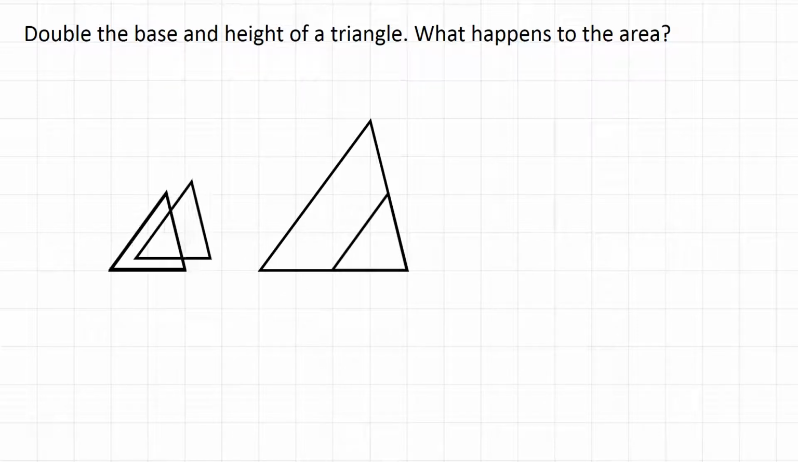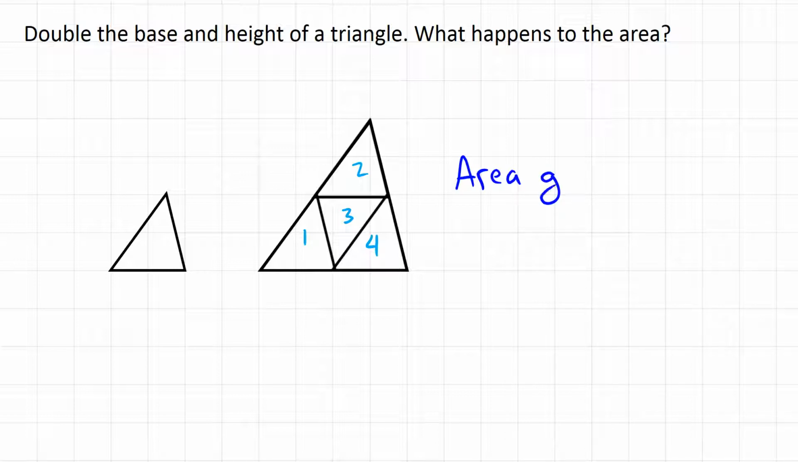So there's 1, 2, 3, and you can see there's an empty space where a 4th one would fit. 1, 2, 3, 4. So the area got 4 times bigger. So because we made both the base and the height 2 times bigger, it was a combined effect of making the area 4 times bigger.